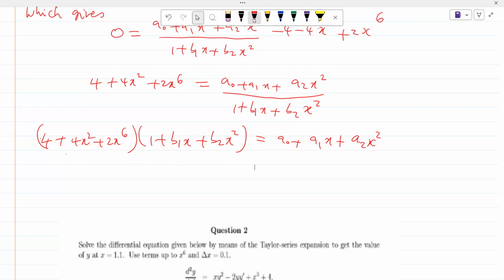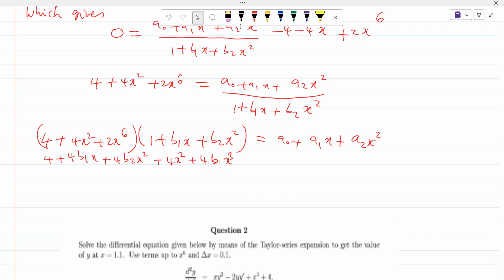Okay, let's just do the multiplication. I'm going to multiply by 4, so you have 4 plus 4b1x plus 4b2x squared. Okay, I multiply through by 4. Then next I multiply through by 4x squared, which means it is 4x squared by 1, which is 4x squared. Then we have 4b1x cubed. Okay, good. We got that one.